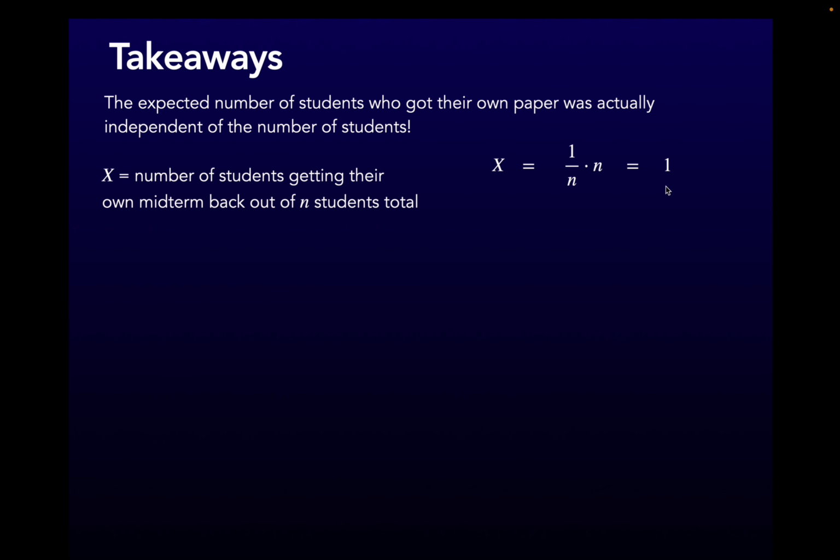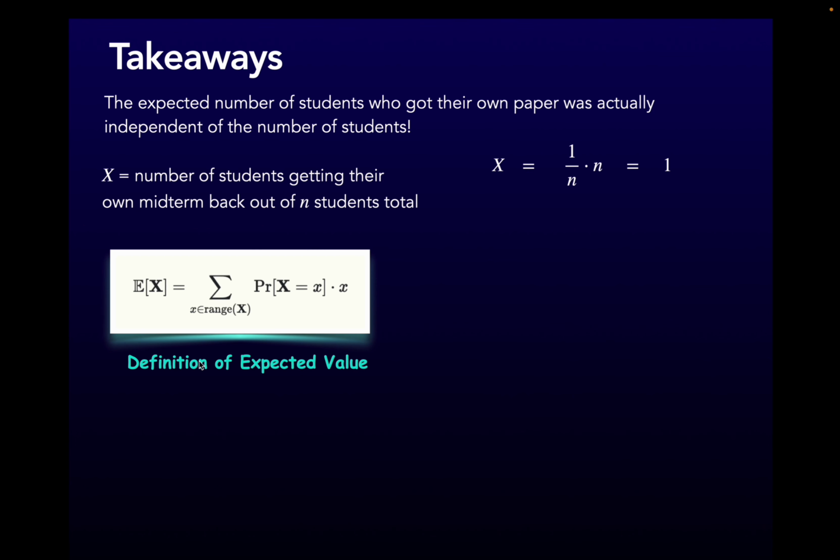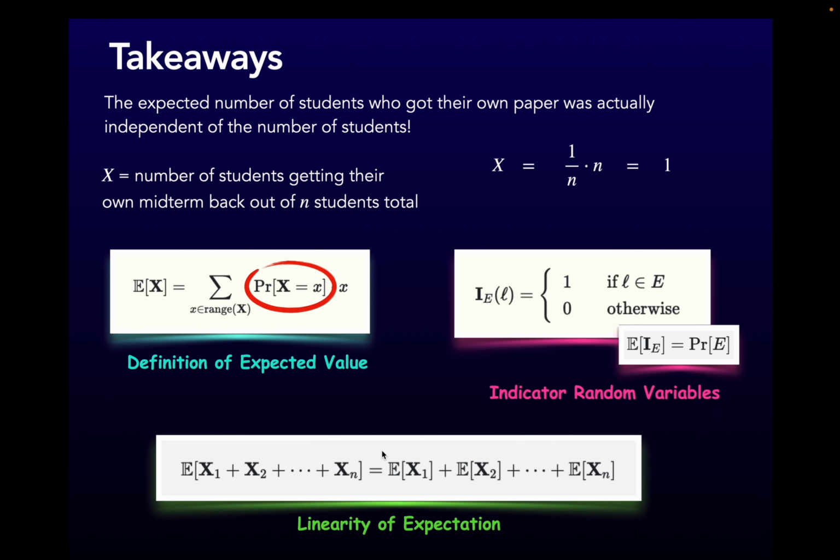The second takeaway I want to give is just going over the strategies we used today. First was applying the definition of expected value. But in order to apply this definition, we did need to know the probability that X was equal to any particular value. Sometimes this can be hard to find, so we have a second strategy where we combine indicator random variables with linearity of expectation. This can be really nice because if you define your indicator random variable nicely, this probability should be a lot easier to calculate than this probability.